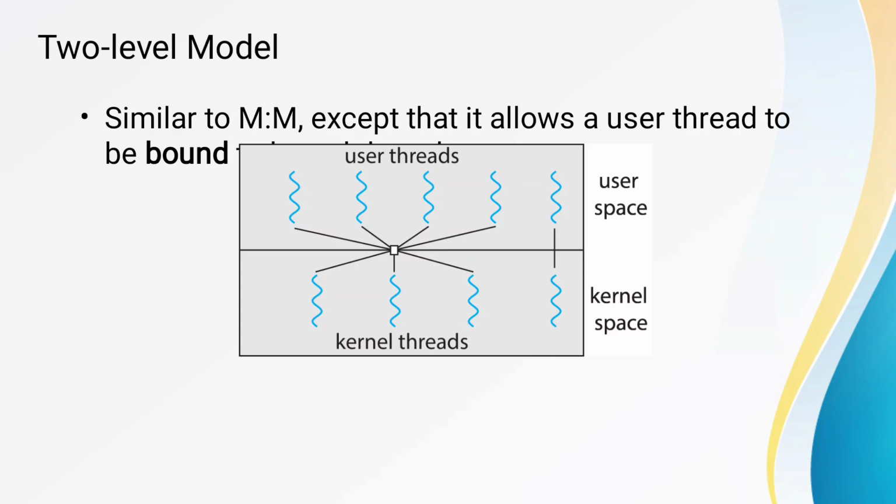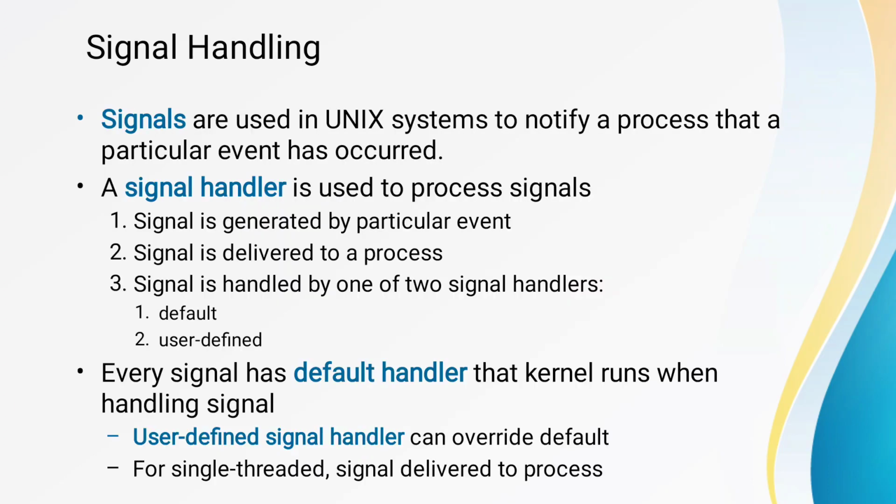In this two-level model, it isn't similar to the many-to-many, except that it allows a user thread to be bound to a kernel thread. Then signal handling. Signals are used in Unix systems to notify a process that an event has occurred. A signal handler is used to process signals.